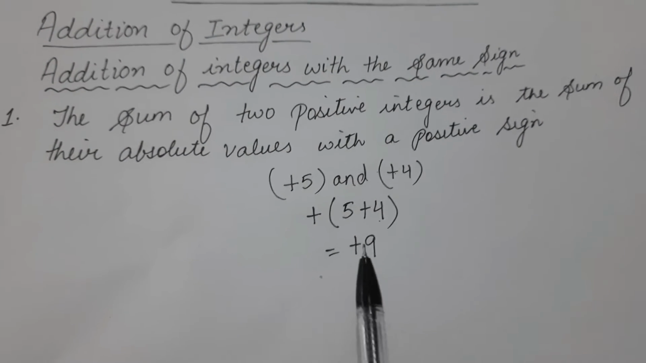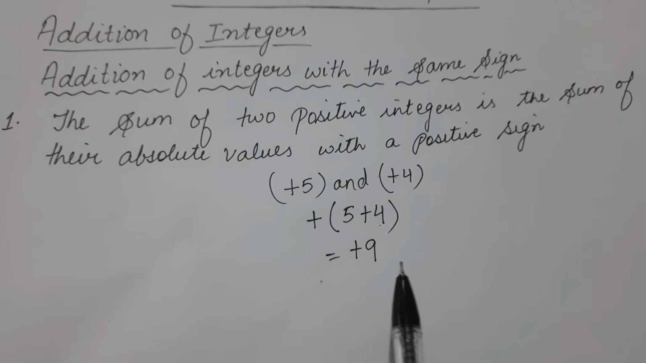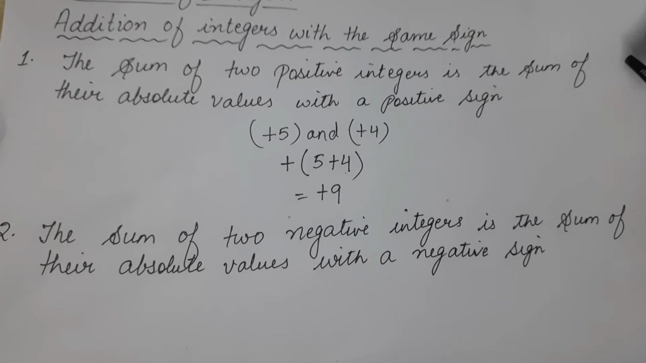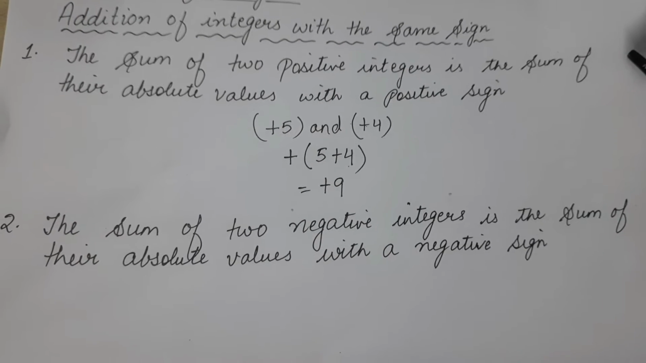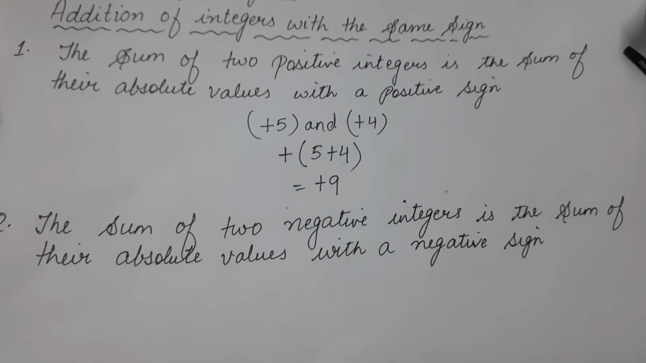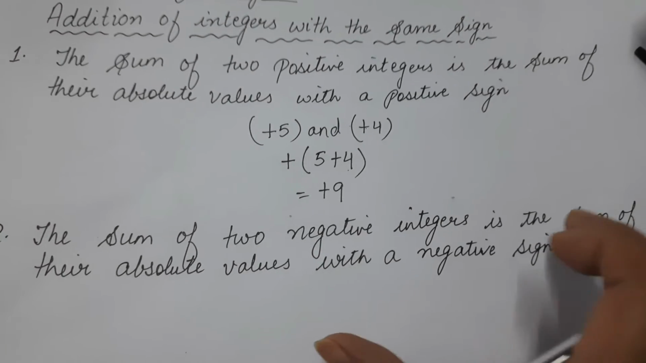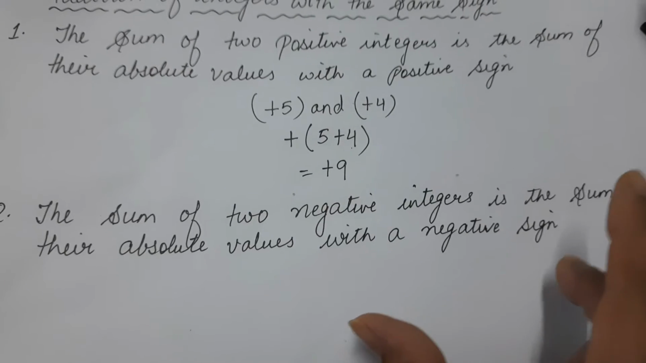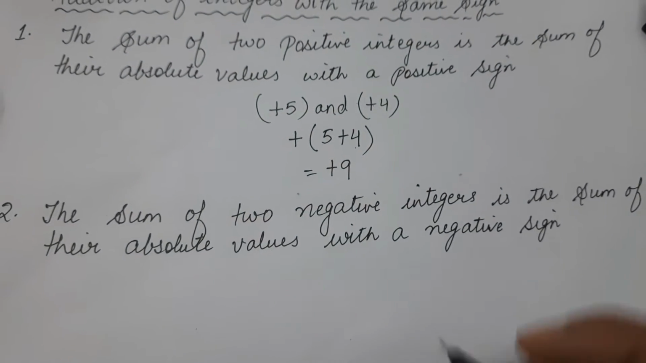Okay, if both the integers are positive, then the sum will be the sum of their absolute values with a positive sign. But if both the integers are negative, then the sum of two negative integers is the sum of their absolute values with a negative sign. Okay, what we do? We add up their absolute values, but sign will be negative if both the integers are having negative signs. I explain you with an example.